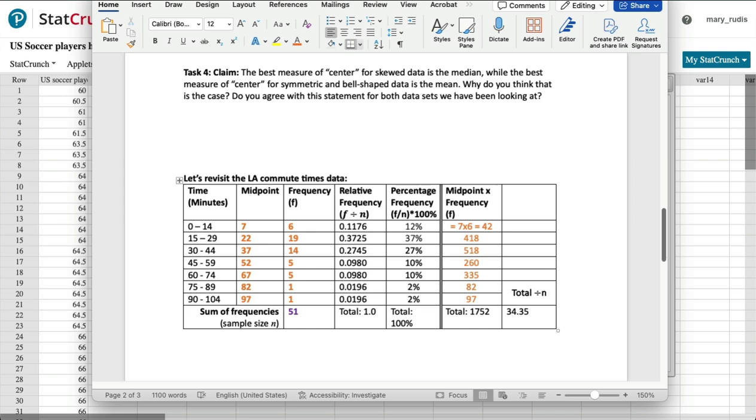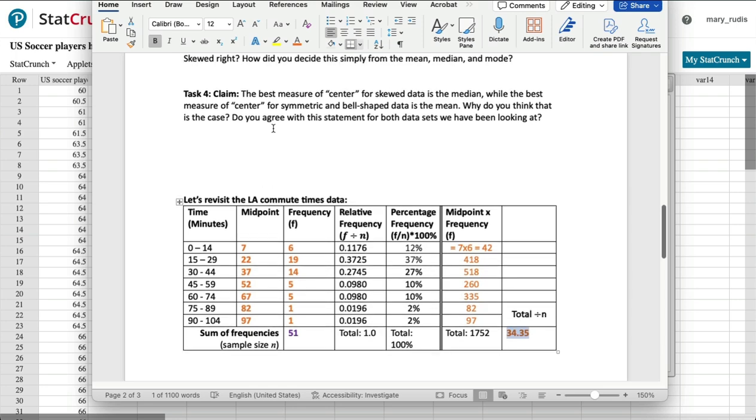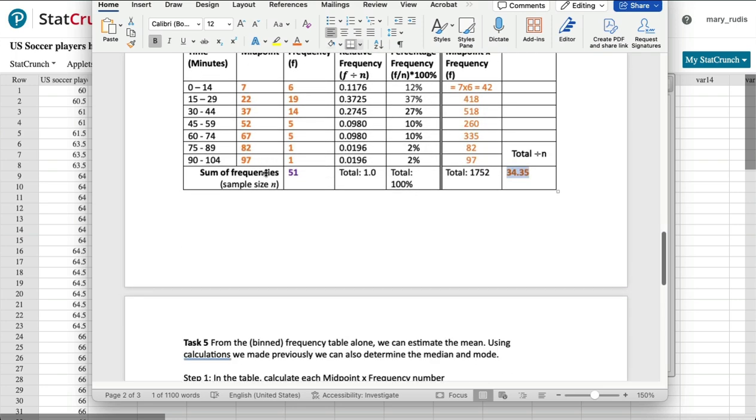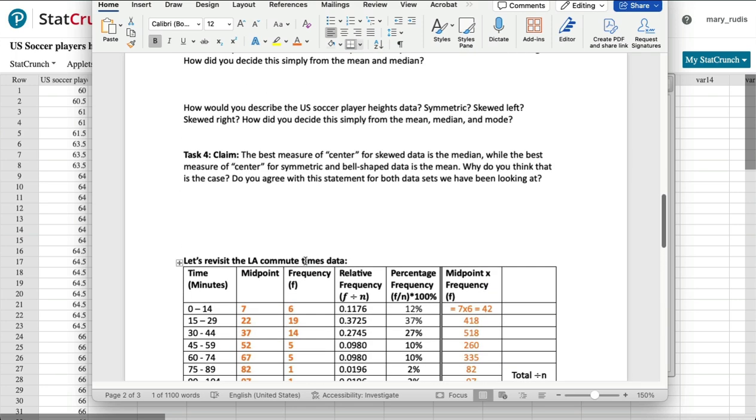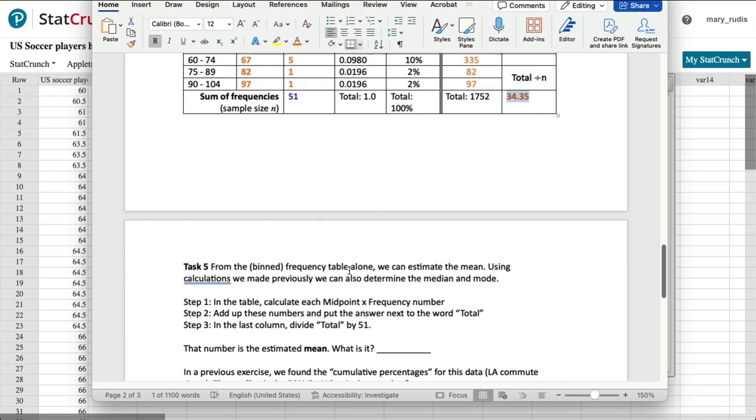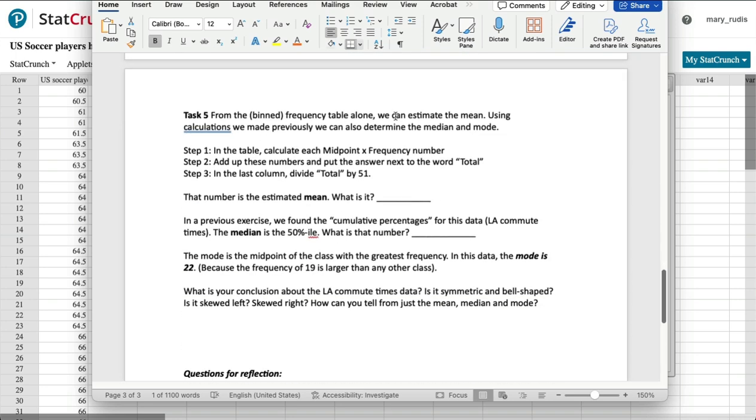So that is, without having the actual data itself, if all you had was the binned frequency table, how you calculate, or you get an estimate. It actually is an estimate for the mean from a binned frequency table. So the claim then is, from the binned frequency table alone, we can estimate the mean. It's not the exact value, but we can estimate it.